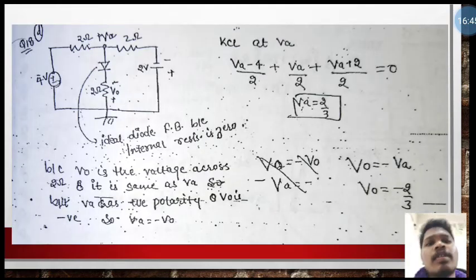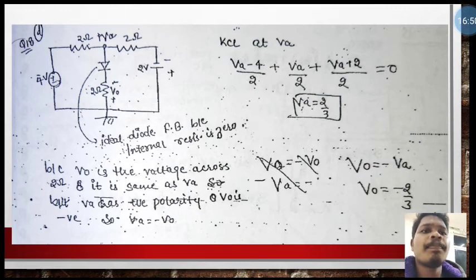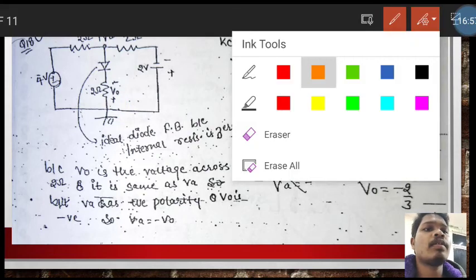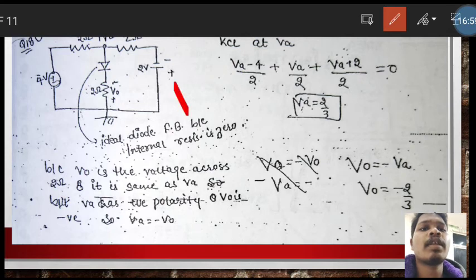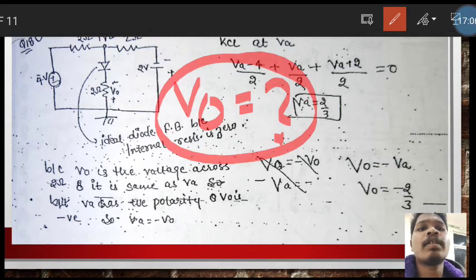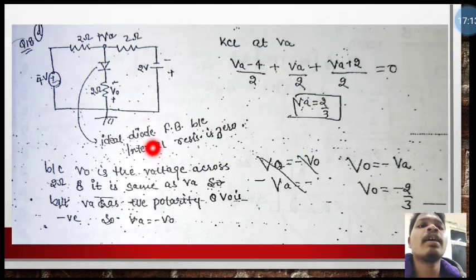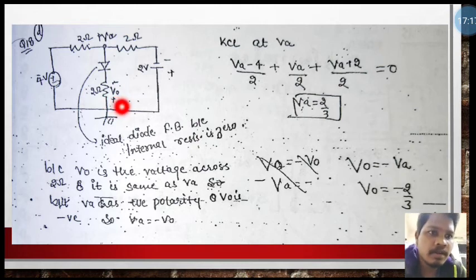Now come to the another question, then we will end our session. So here also the question is not properly mentioned, so I need to mention it here. It is asking about finding V0, that is V0 volt. So where is the V0? See in this network, this is the V0. So here in the 2 ohm resistance we need to find the voltage across the 2 ohm resistance. Okay, so that is V0.